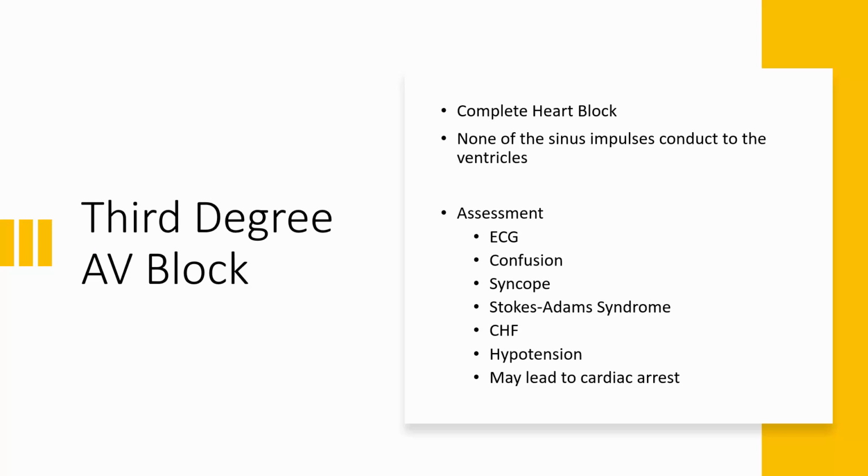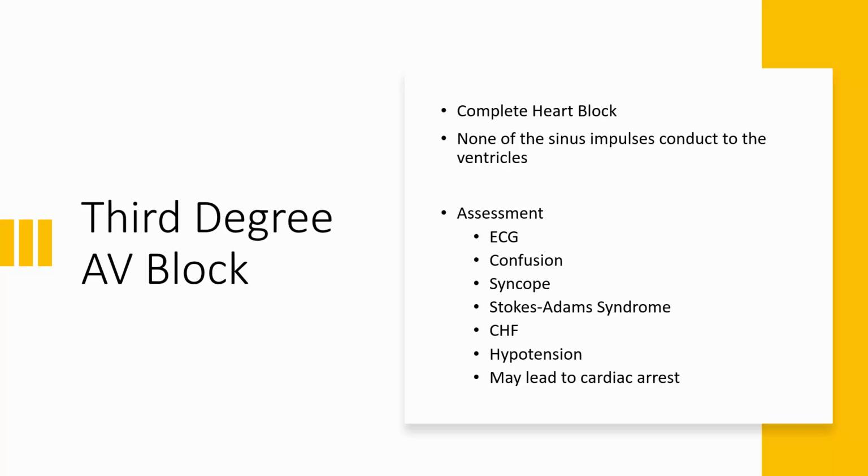Third-degree block. Guys, third-degree blocks are really easy to pick out because what you have to realize in a third-degree block is there is no communication between the atria and the ventricles. The atria is doing its thing, the ventricles are doing their thing, and they're not talking. The reason that is a problem is that for our heart to work like it should, our atria talks to our ventricles, and then our ventricle puts out all the blood to our body. That's not happening here, and so that's a huge issue.